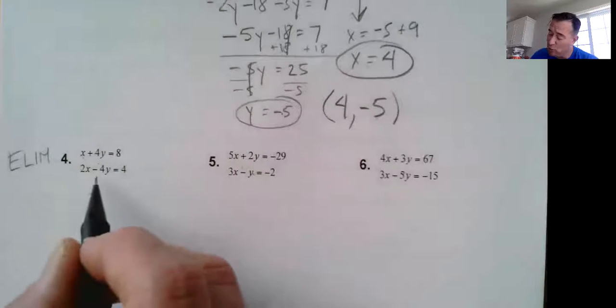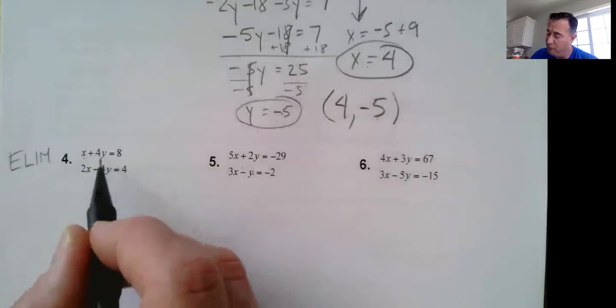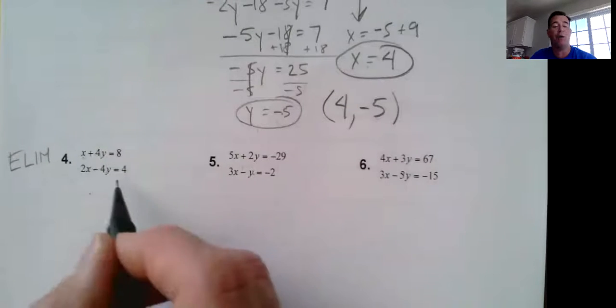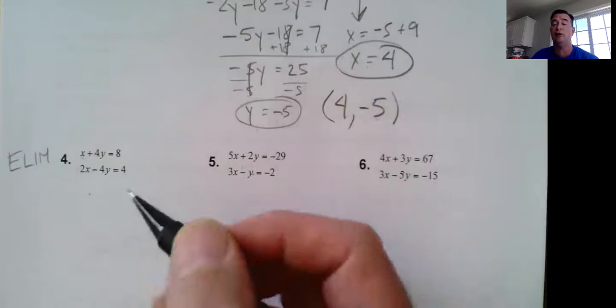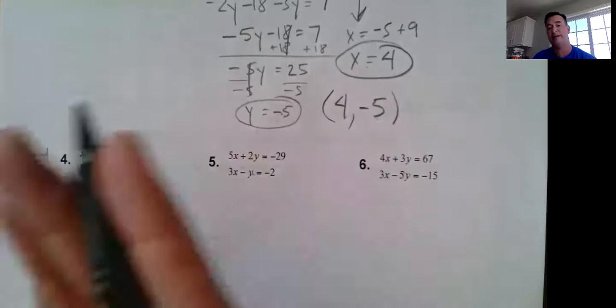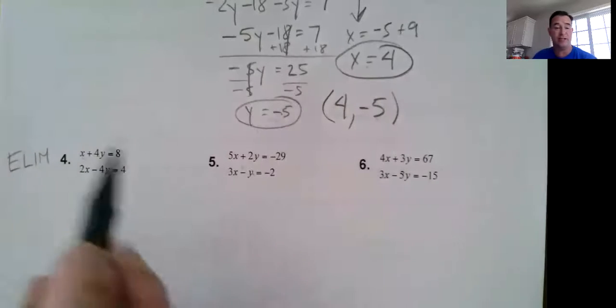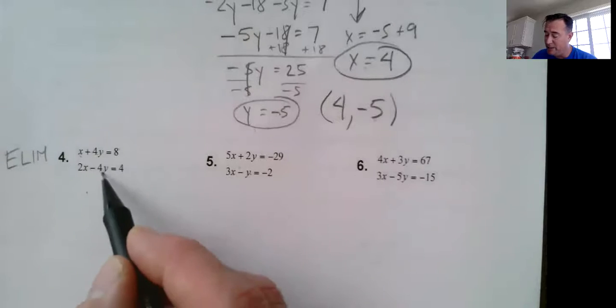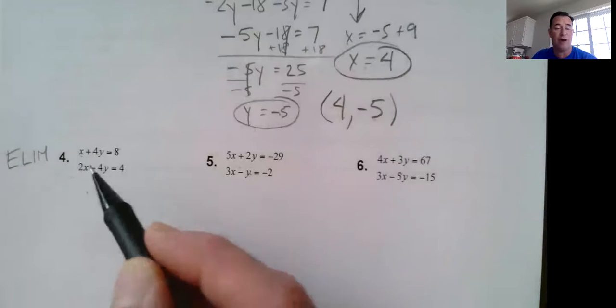Now, it's great for this one, because if I add a positive 4y and a negative 4y together, that will cancel out my y's or eliminate that variable, and now I have an equation that just has an x and a number. And that's great. And that would be the way that we would solve this, just to add straight down, and then we would be able to deal with getting rid of our y variable.